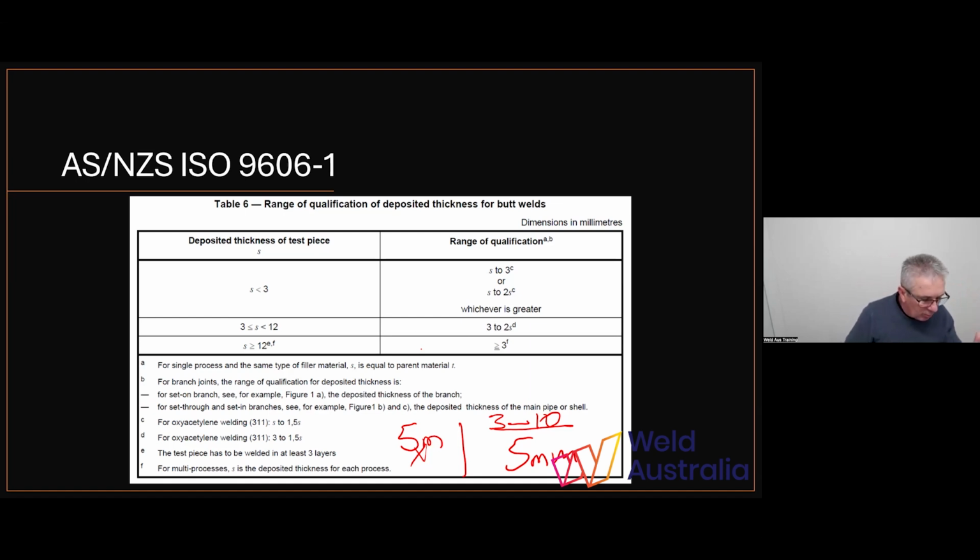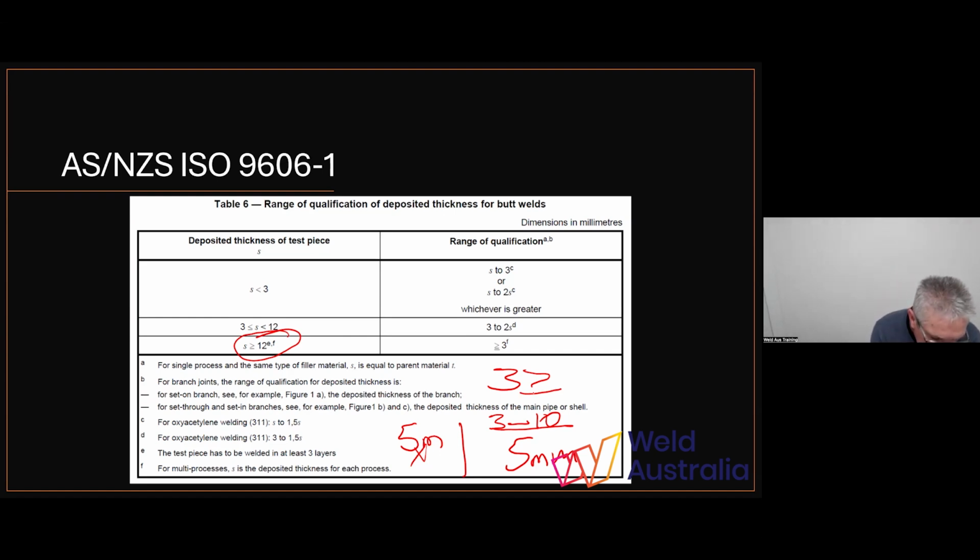All right, what was the deposited thickness? You know, if it was greater than 12, naturally it's 3 and upwards. What they'll do is they'll write it on the document like this. So if we've done a deposited thickness greater than 12 mil, they'll have this. They'll go 3, and then it'll go like that. That's how they'll do it on the document itself. They won't have an end range.